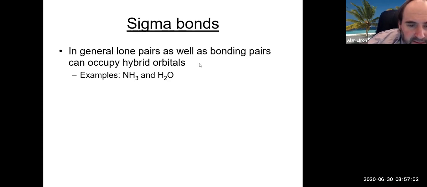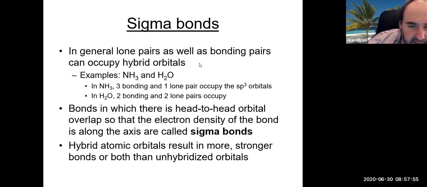So let's talk a little bit about some different types of bonds that result from these orbitals and how they overlap. And let's talk about what happens in something like ammonia and water, where we actually have some non-bonding electrons involved. So when these orbitals basically come head on to each other, that's sometimes referred to as head-on overlap, basically they're coming straight at each other.